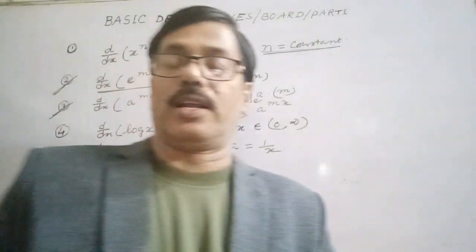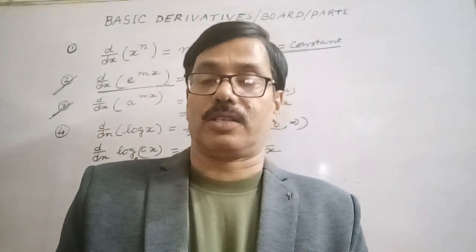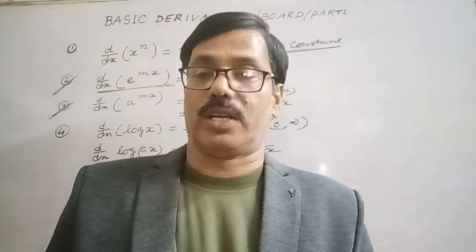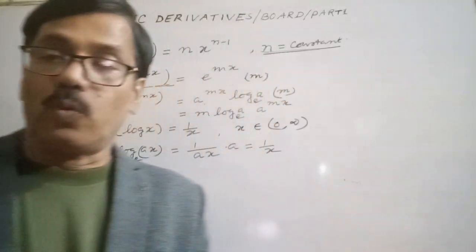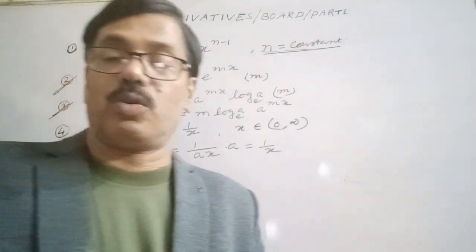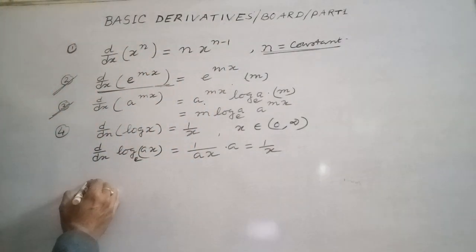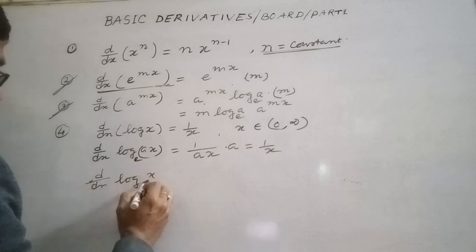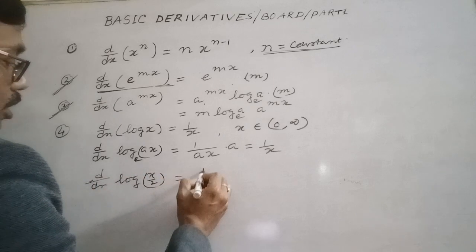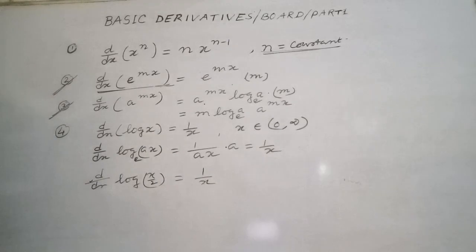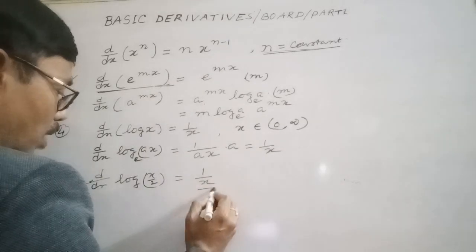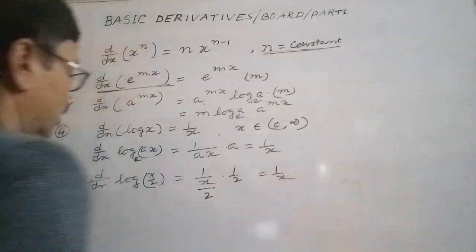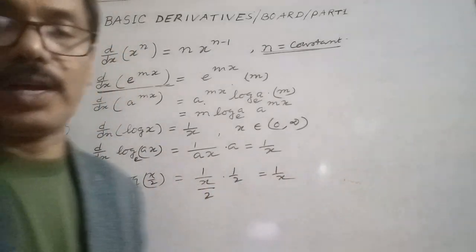So log 2x, what is the derivative of log 2x? 1 by 2x. Some students write 1 by 2x, but it is not true. It is 1 by 2x into 2, so 1 by x. If it is log x by 2, then it is also 1 by x. How is it obtained? 1 by x by 2 into coefficient of x. So 1 by x.